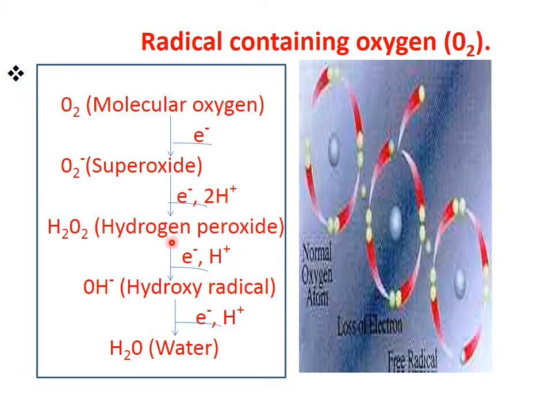This hydrogen peroxide is converted into, you see here, hydroxyl radical, that is OH minus. In this way we see, with this molecular oxygen, many such reactive oxygen species are produced which are harmful to us.